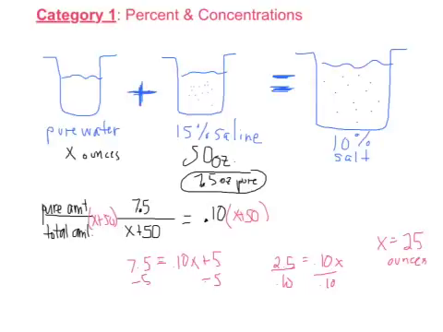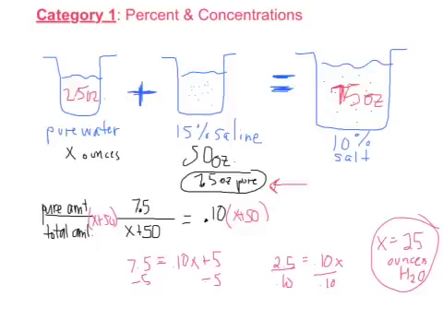We will check this answer. If we add 25 ounces of water to 50 ounces of 15% saline solution, our mixture now has 75 ounces. And remember, we have 7.5 ounces of pure salt. So 7.5 out of 75 is exactly 10%. Correct, we have achieved 10% saline solution.